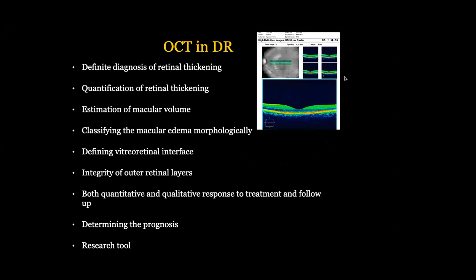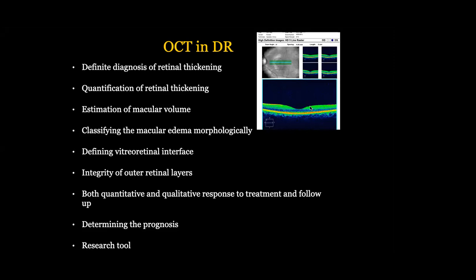So you might have come across these pictures with diabetic retinopathy patients. It is an optical coherence tomogram image, OCT. It is an investigation by which you can see different layers of the retina. This is a normal picture.